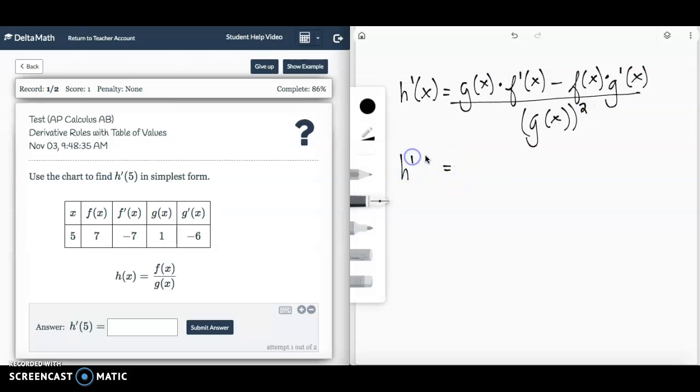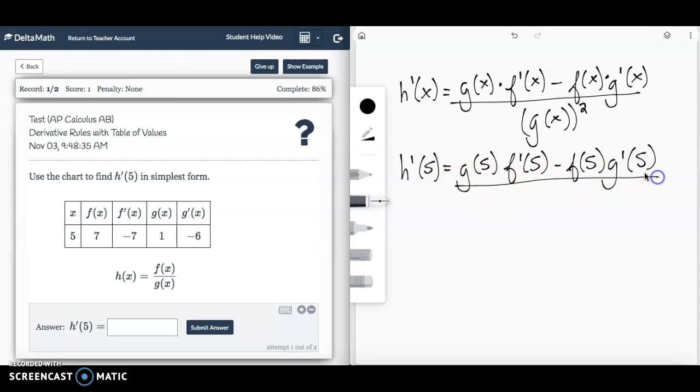All right, so now if I'm finding h prime of 5, I'm just going to plug in a 5 everywhere. G of 5, f prime of 5, minus f of 5, g prime of 5, all over g of 5 squared. All right, g of 5 is 1. F prime of 5 is negative 7, minus f of 5 is positive 7. G prime of 5 is negative 6, all over g of 5 squared. G of 5 was 1, 1 squared is 1.